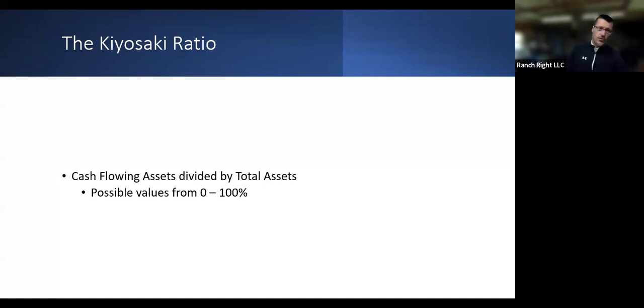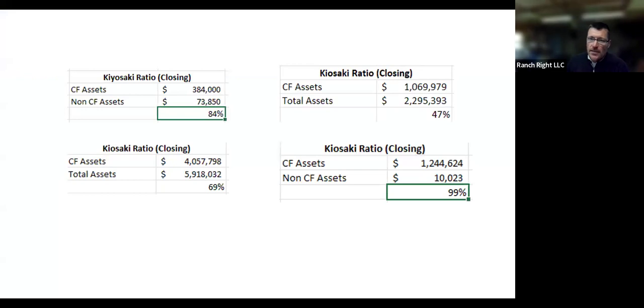Possible values there range from 0 to 100%. At 100%, it means that every dollar you have invested in an asset is generating income. At 0, it means that everything you own does not generate income. Custom farming business would be a bit of an exception in this, but again, the custom farming business, the equipment actually does generate revenue. I just grabbed a couple of, from some of these same businesses, grabbed some Kiyosaki ratios.